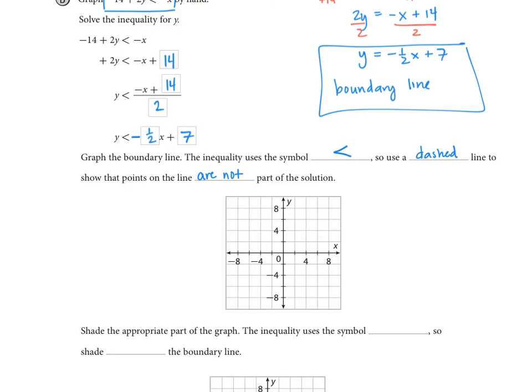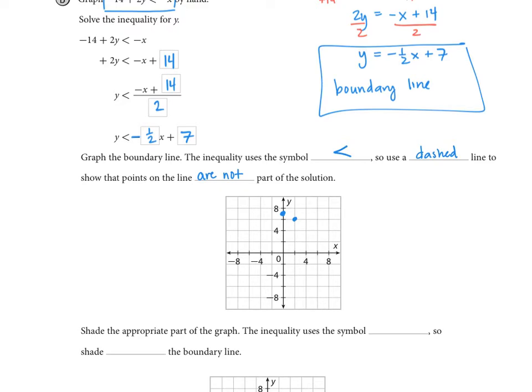So if we were to graph y equals negative 1/2 x plus 7, that means we're going to start at 7. And this thing is going to try to trick us a little bit because it goes by 2's. So 7 is about there, and I'm going to go down 1 and over 2. Remember this thing goes by 2's, and don't get tricked. And the line is going to be going through those 2 points.